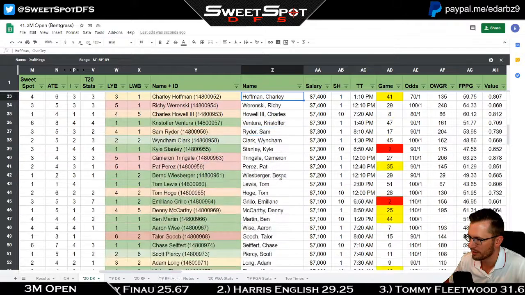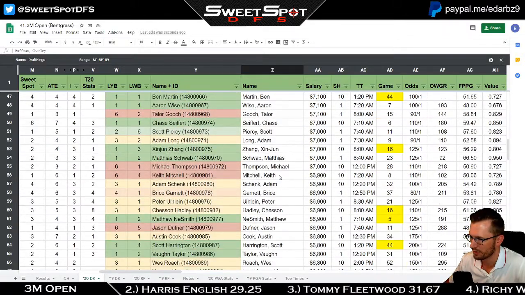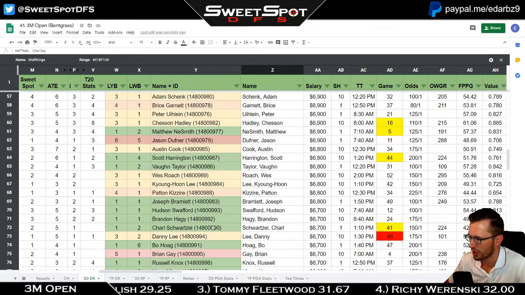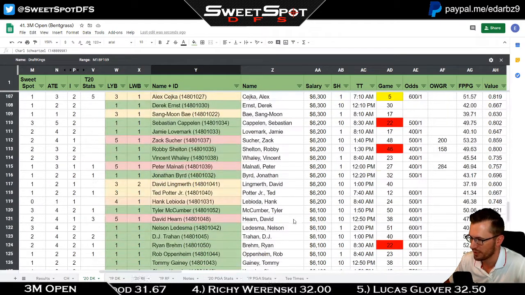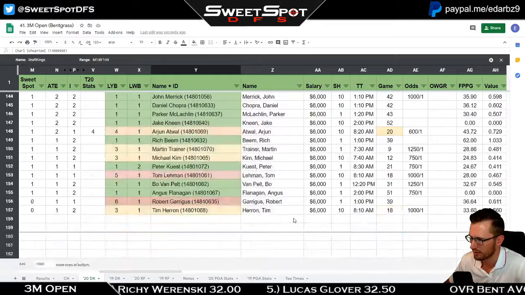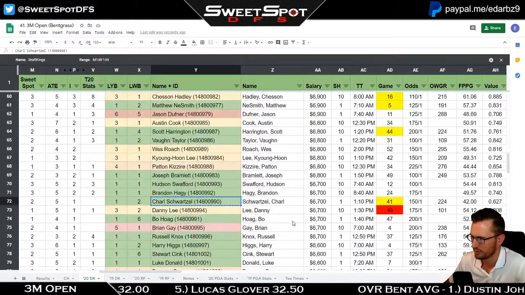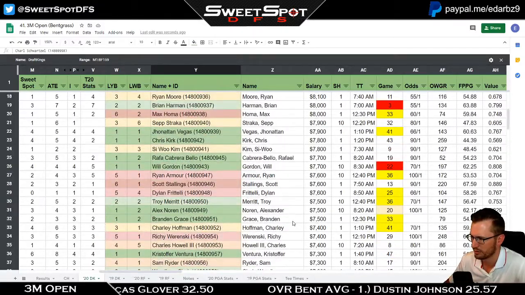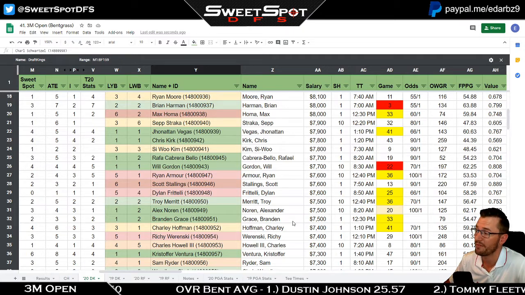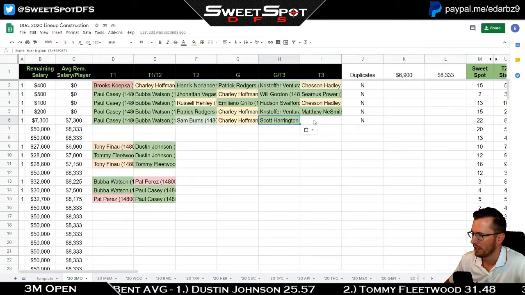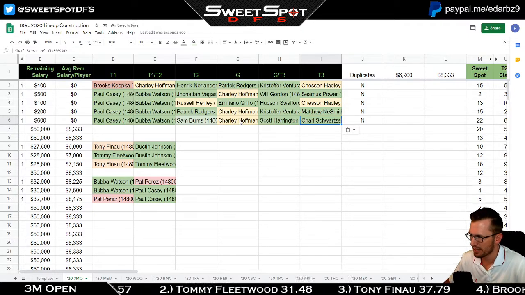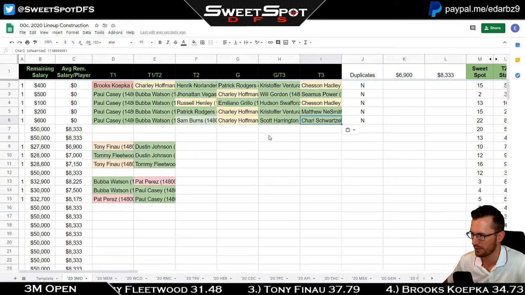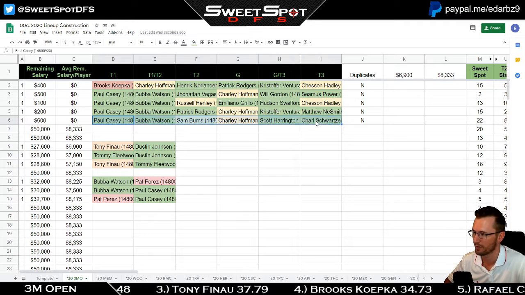41. Can we find a 41 down here? Charles Schwartzel. I believe the other one is down here as well. Johnny Vegas. Oh, okay. All right. Well, I'm going to put Schwartzel here. Whatever. So we have $600 left. That's paired up with Hoffman. Sam Burns is paired up with Harrington. So this is a whole pairing right here.